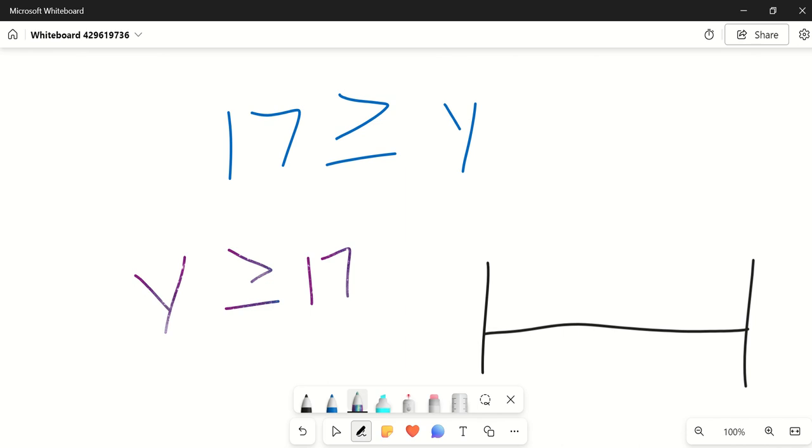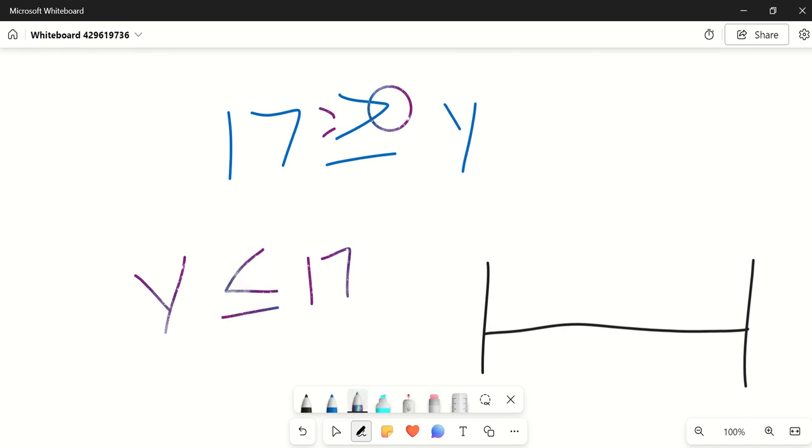Because you have to flip the whole thing, including the symbol. So an easy way to determine this is look at what point is pointing to y. That's the less than, right? Y is less than or equal to 17. So the mouth needs to be pointing at the same number. The mouth is no longer pointing at 17, it's pointing at y. So this needs to be written this way.